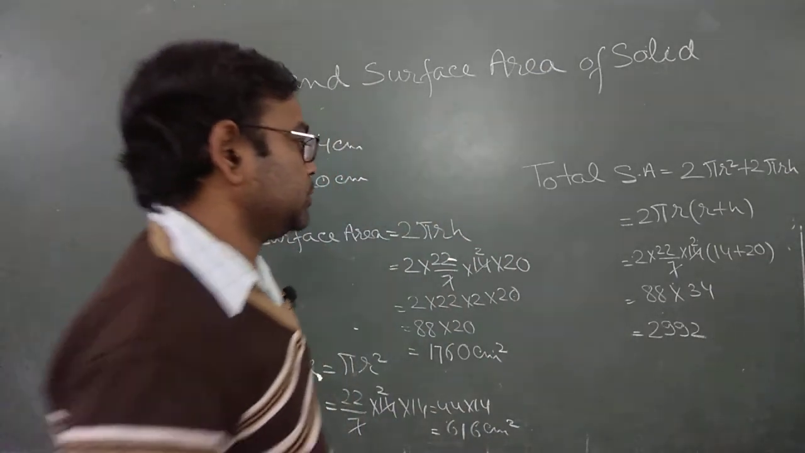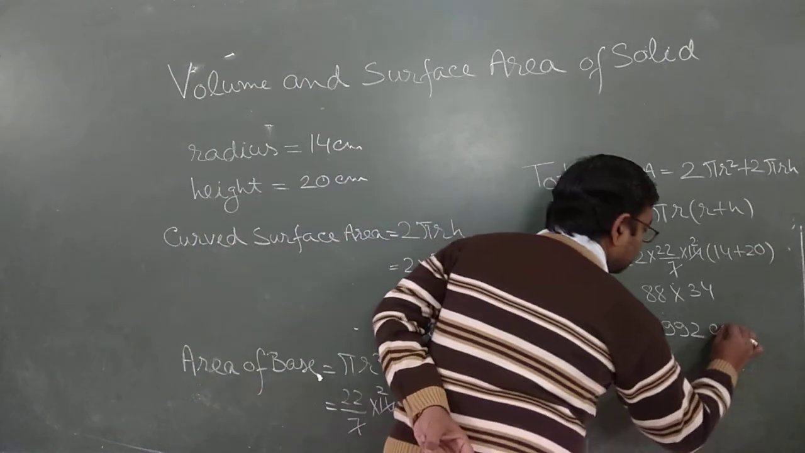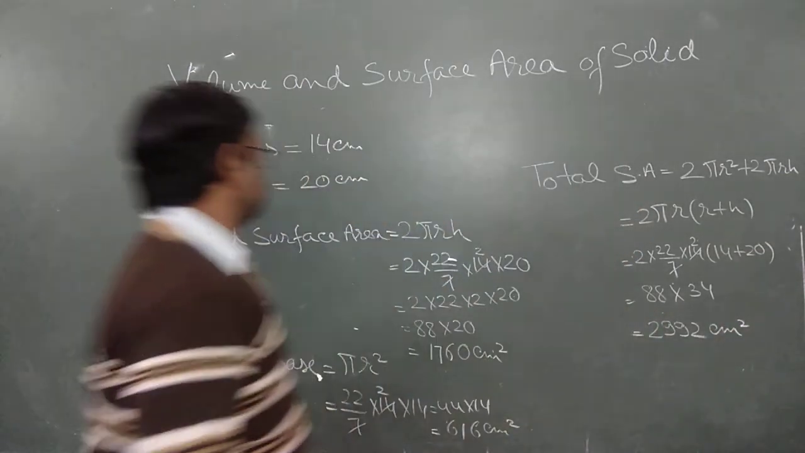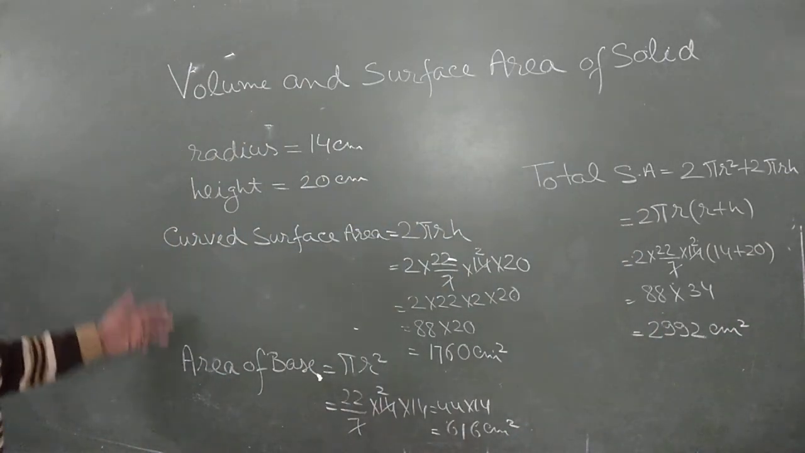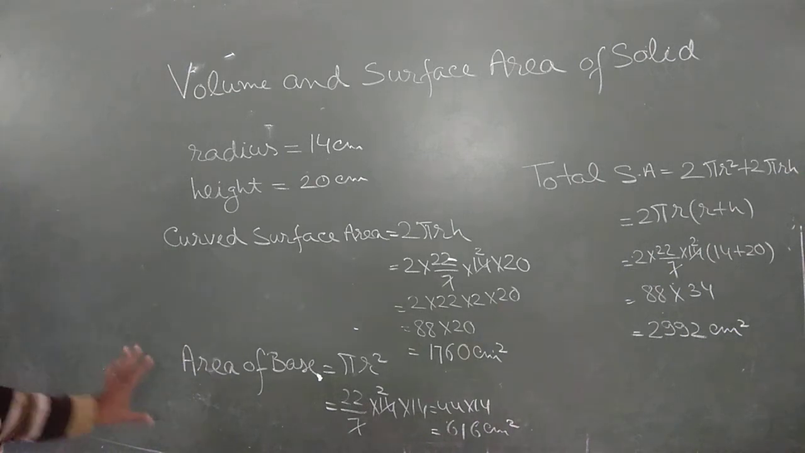This is centimeter square. So hope this one is clear to you. You can easily know the formula as well as how to find the different things if only radius and height are given in the case of a cylinder. Okay, move to the word problem.